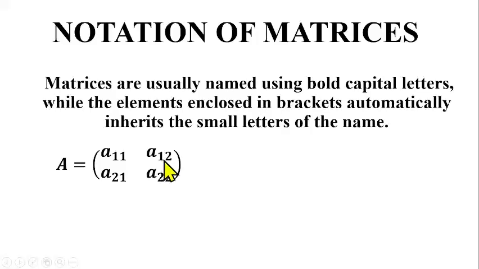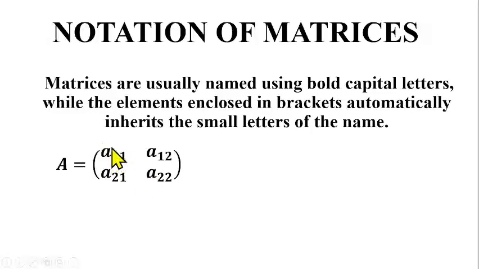What does this 1, 1 represent? What does this 2, 1 represent? What does this 2, 2 represent? They help us to differentiate between this element and this element, this element and this element, knowing fully well that all the elements in this matrix will inherit small letter A of this name. But this 1, 1, 1, 2, 2, 1, 2, 2 help us to differentiate between this one and this one, this one and this one. So what does this 1, 1 represent?